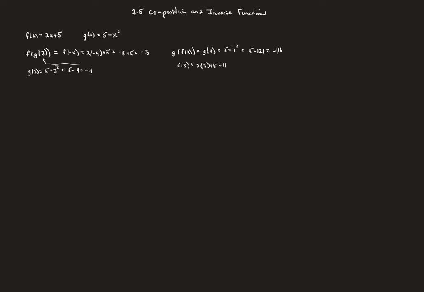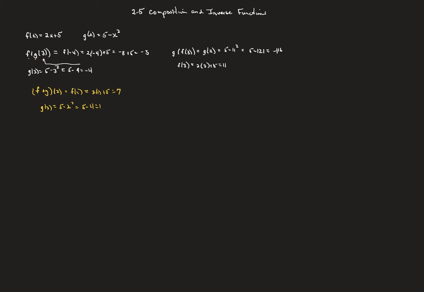Now we can also see this written with different notation. So this f composed with g of 2 means the same thing as f of g of 2. And so we're going to first here again find g of 2. So that's going to be 5 minus 2 squared, which is going to be 1. And that will in turn go into f of 1, which is going to be then 7.